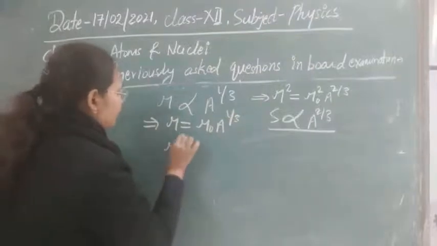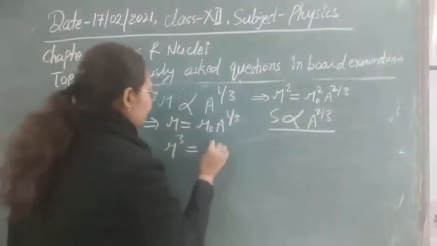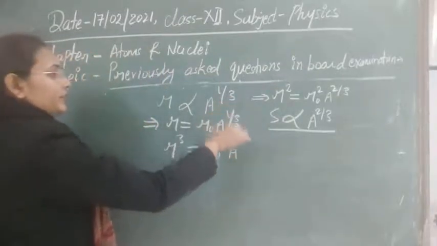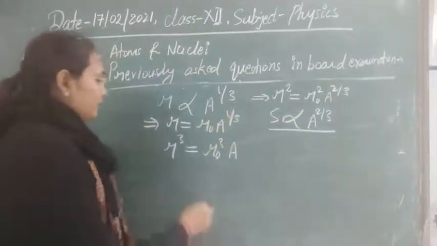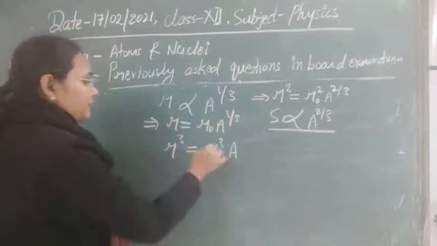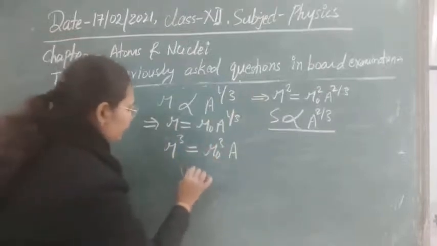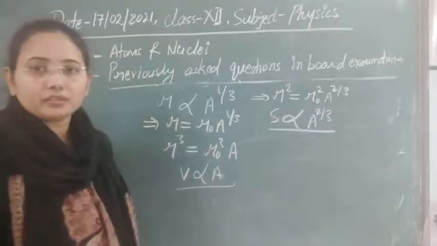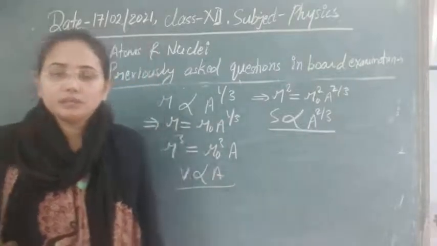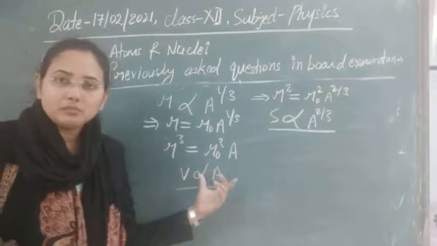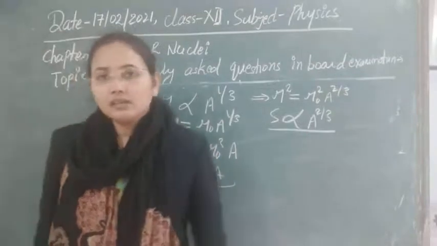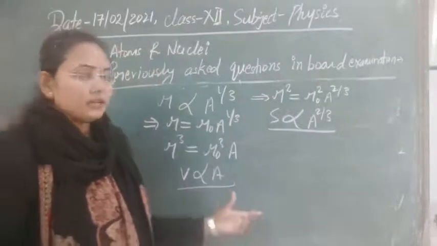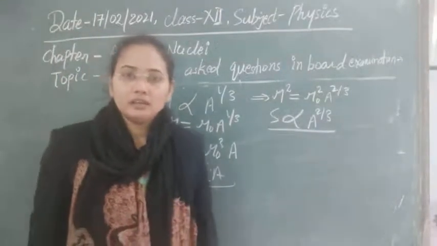So this will be equal to r cube, that is r0 cube, and if you take the cube, then this will be equal to A. It means that if you multiply 4 by 3 pi, then its volume is directly proportional to A here. Clear? So this is the volume that is directly proportional to the mass. Greater will be the mass, greater will be the volume of the nucleus. Clear? Next, an important conceptual problem here.